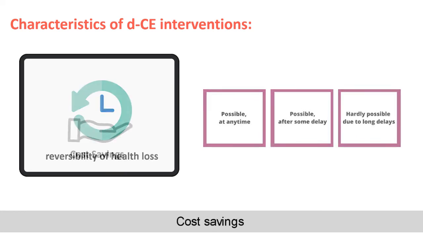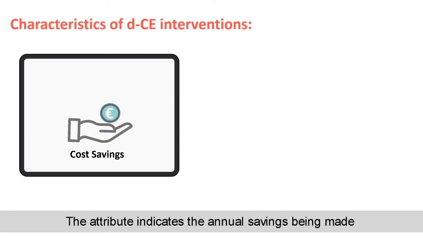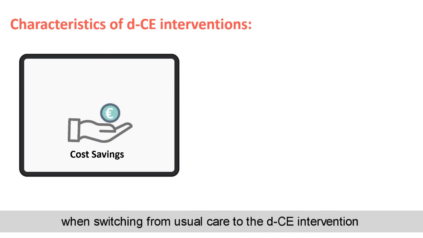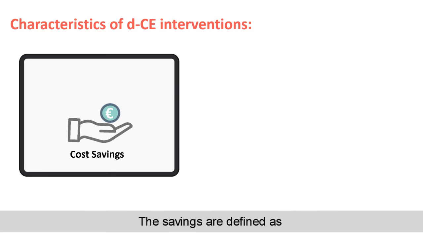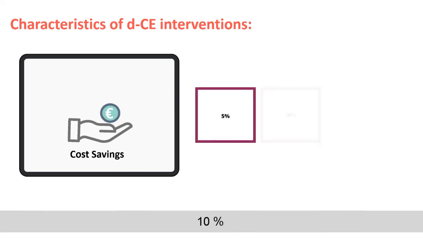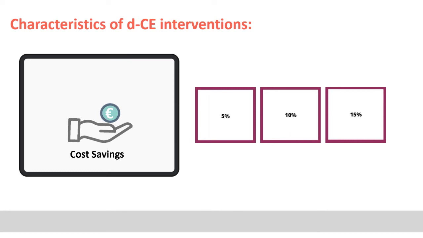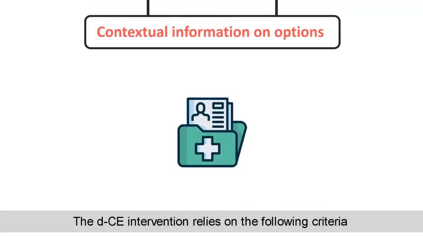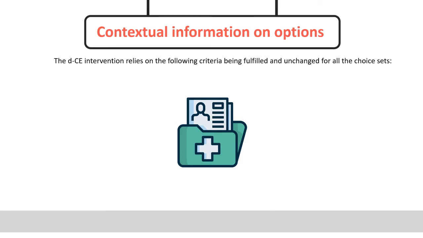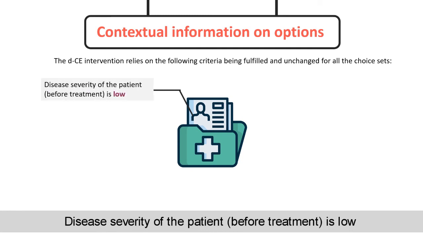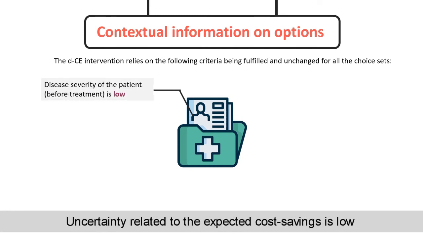Attribute number 3, cost savings. The attribute indicates the annual savings being made when switching from usual care to the DCE intervention. The savings are defined as a percentage of the fixed healthcare budget equivalent to 100 million euros per year. The attribute has 3 levels: 5%, 10%, and 15%. Contextual information and options. The DCE intervention relies on the following criteria being fulfilled and unchanged for all the choice sets. Disease severity of the patient before the treatment is low. Uncertainty related to the expected cost saving is low.